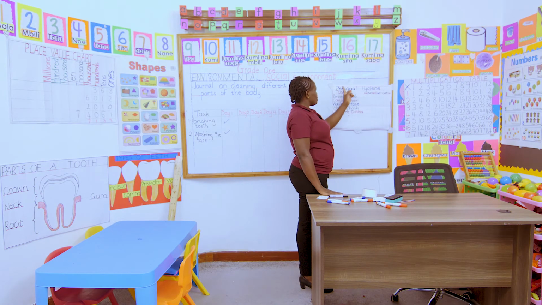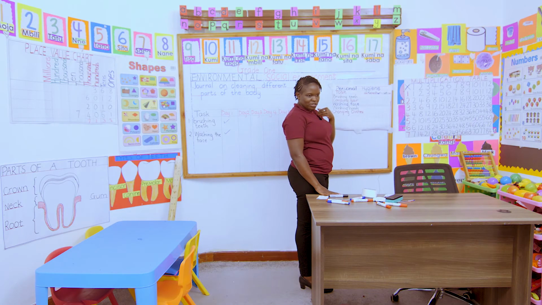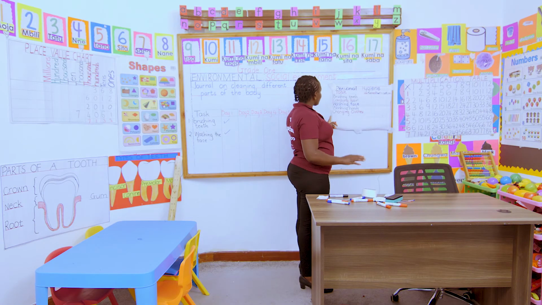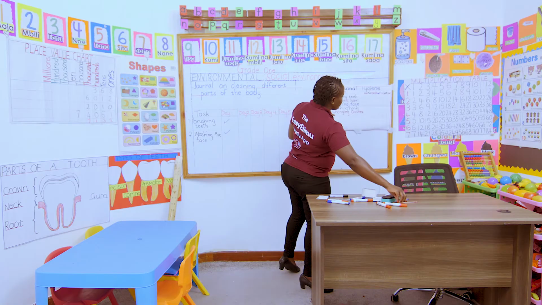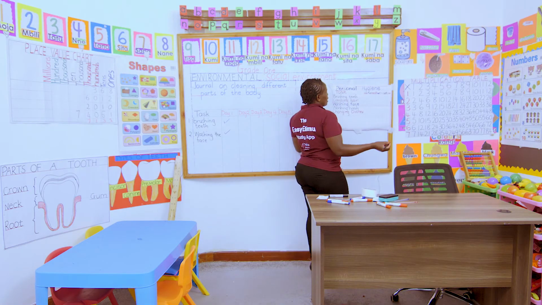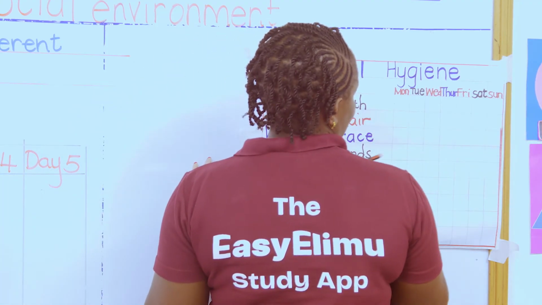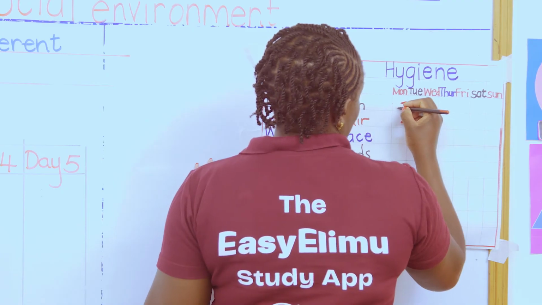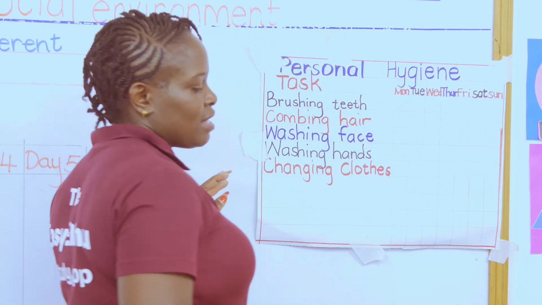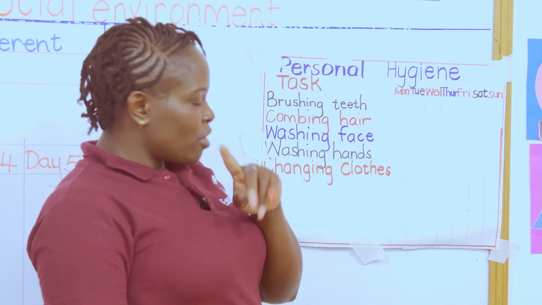So write for me, personal hygiene. It is personal. Very, very personal. Very, very private. Does not require a group. Then after that, show me the task. Which task do you do every day? Write there, brushing teeth. So if brushing teeth appears daily in your column, for example, today is Monday, did you brush your teeth? Yes. Tick there. I brushed my teeth. Then wait for tomorrow.